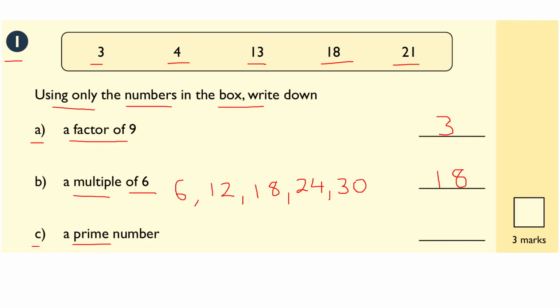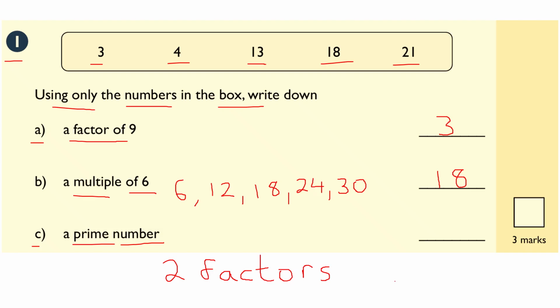Part C, a prime number. Now, a prime number is a number that has explicitly 2 factors, so 2 distinct factors. Now, a really common mistake that my students make, unfortunately, year upon year, every single year, is they think 1 is a prime number. 1 is not prime because 1 has 1 factor, namely 1. A prime number must have explicitly 2 distinct factors: 1 and itself, not being 1, if that makes sense.